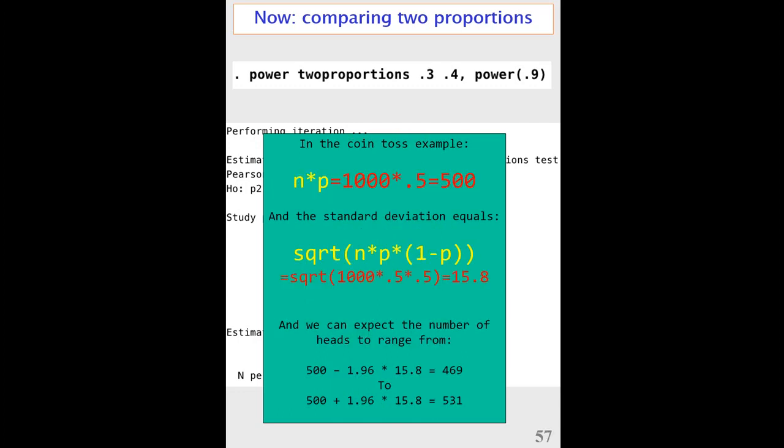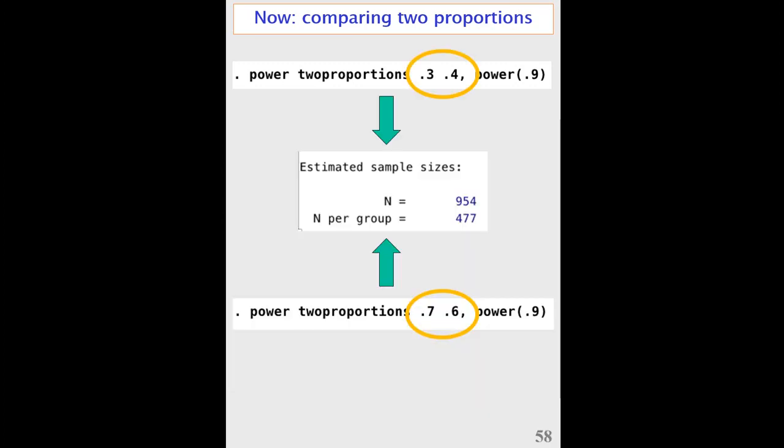So here you have our example, the coin toss: 1,000 times 0.5 is 500, and the standard deviation is the square root of 1,000 times 0.5 times 0.5, about 15.8, and that gives us a range of reasonable numbers that we could expect here, 469 all the way through 531. Okay, anyhow, so this is why we do not need any standard deviation statement here. Okay, so let's see, we had this, and that led to that.